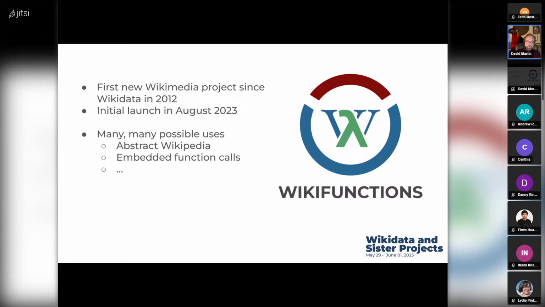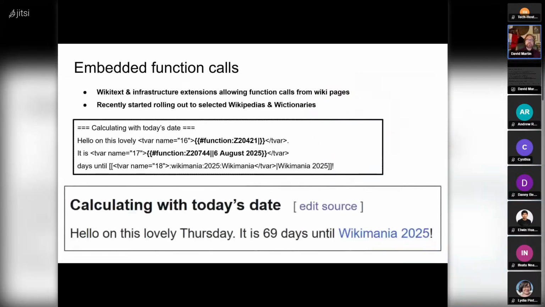Just to mention one in passing very briefly, we've just started rolling out the capability of specifying embedded function calls on wiki pages. It's rolling out gradually to selected Wikipedias and Wiktionaries over time. So as you can see here, we're providing the capability to embed function calls in wiki text on various wikis, and then the function calls will return their values to allow for a presentation like this one, where you get the current day of week returned from Wikifunctions, and you also get the number of days returned from Wikifunctions, number of days remaining until Wikimania 2025.